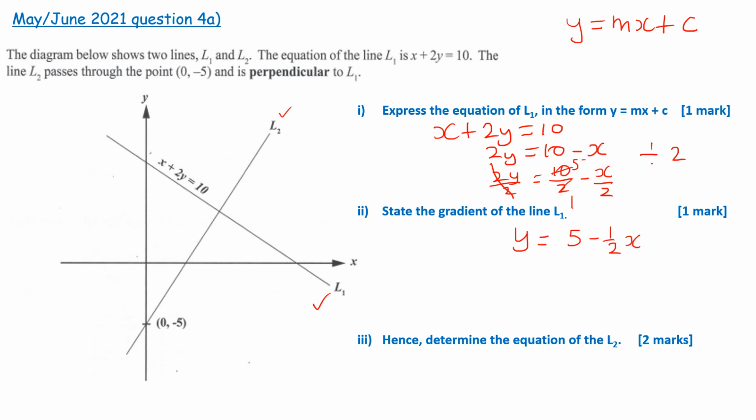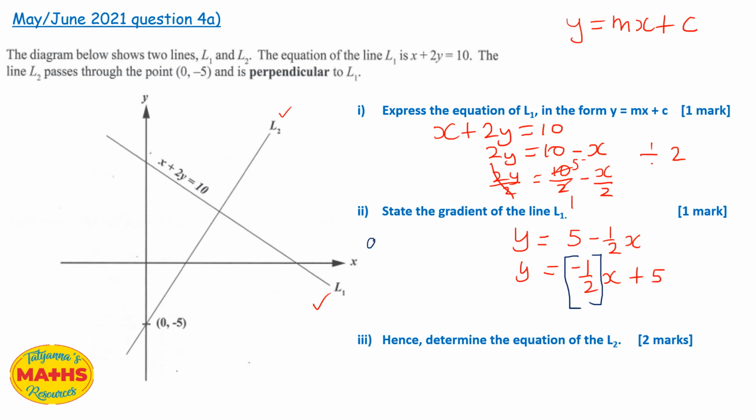We want to get the x first on this side. So let's say y equals negative a half x plus 5. Just rearrange a little bit here. State the gradient of the line L1. So the gradient would be this value here. So gradient equals negative a half.